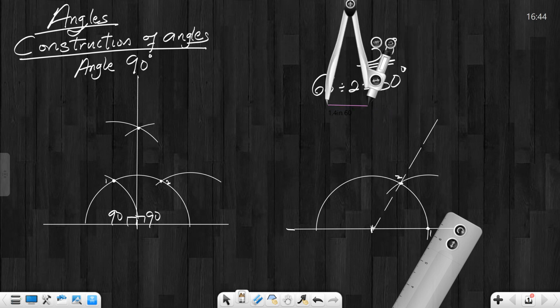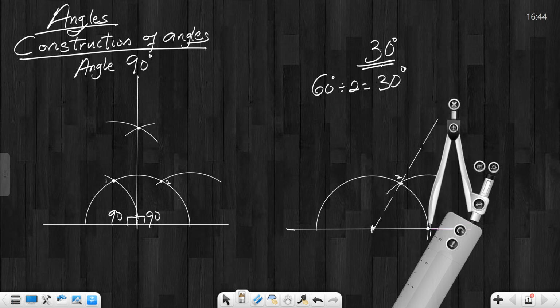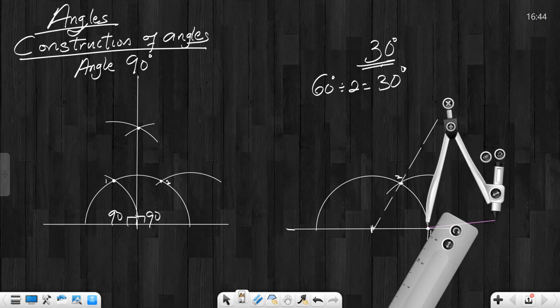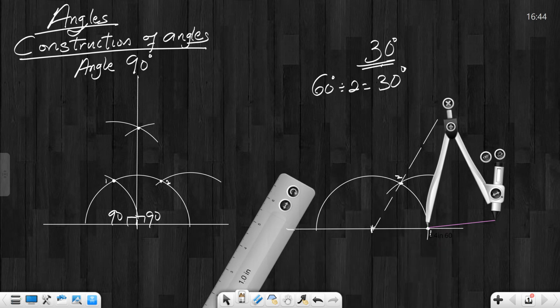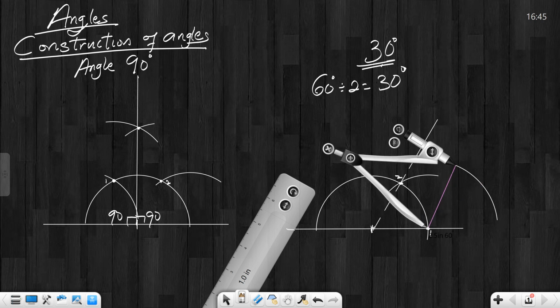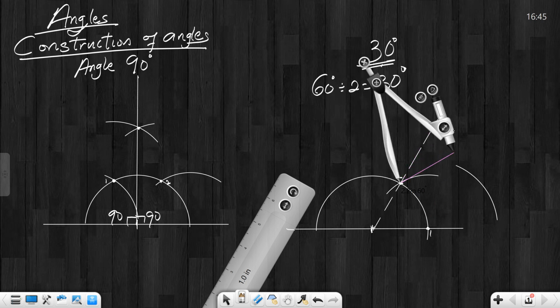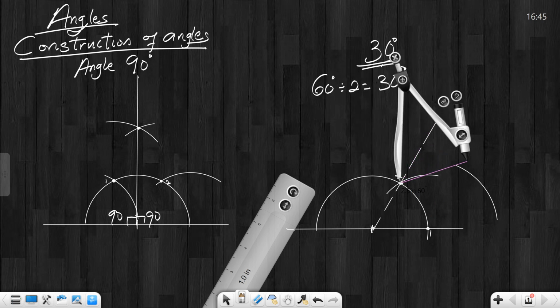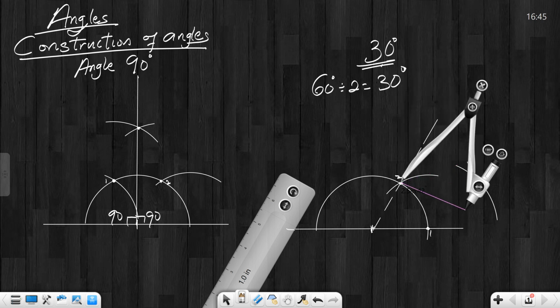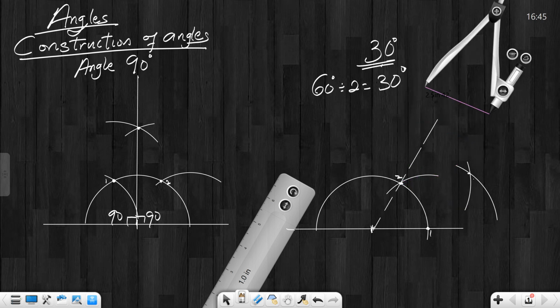So let's see. Let me use a radius of 2.5. That's a radius of 2.5. Then I'm going to draw an arc from this point. Then I will place it here as well and cut the arc that I just drew. I will cut this arc here. Now I'm going to join this place to my starting point. That is how we construct 30 degree.